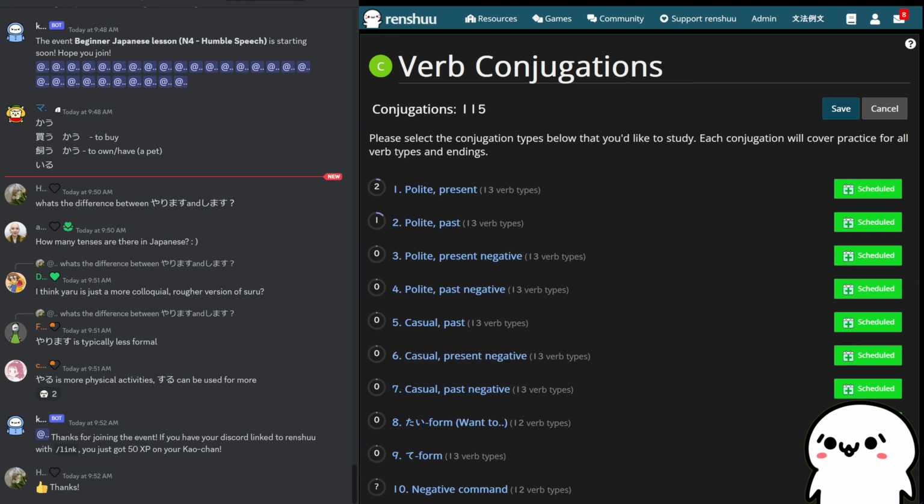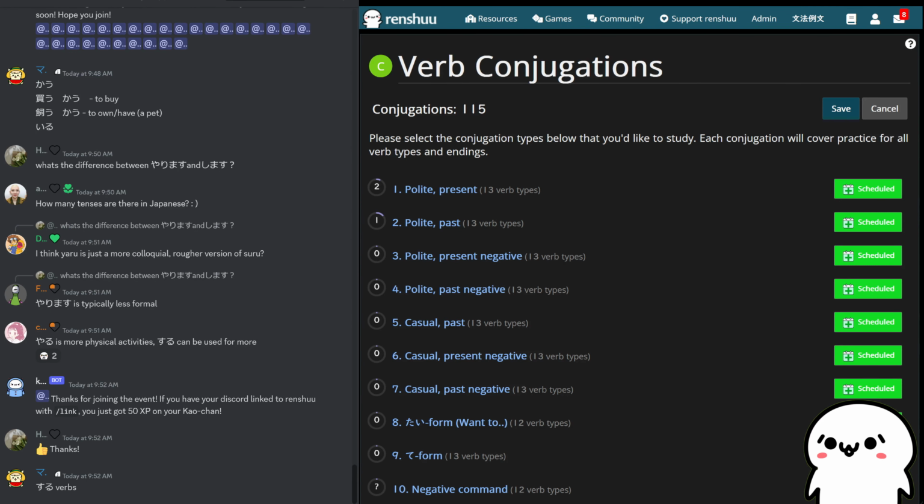And I see some questions about yaru and suru. The answers that were given there are not wrong, but there's another really big difference. And there's probably other ones that I cannot think of at the moment. But there are a ton of what are usually called suru verbs in Japanese.